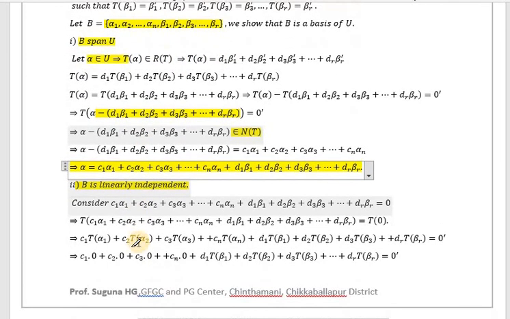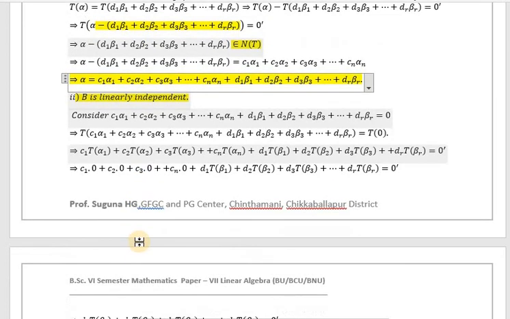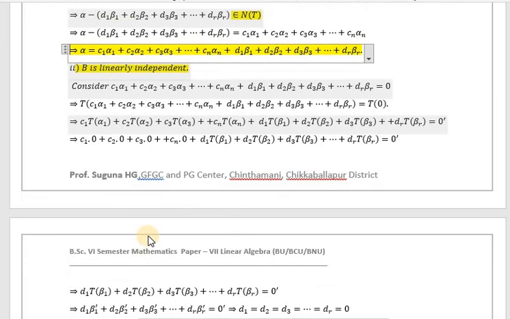Then we have to show B is linearly independent. To show that B is linearly independent, we must prove that all scalars are equal to zero. So consider this linear combination: C1 alpha 1 plus C2 alpha 2 and so on up to Cn alpha n plus D1 beta 1 plus D2 beta 2 and so on up to Dr beta r is equal to 0.